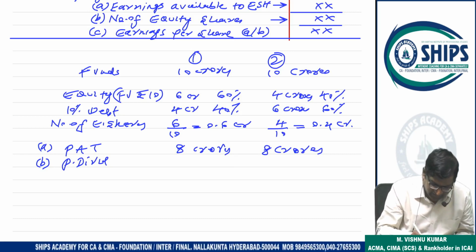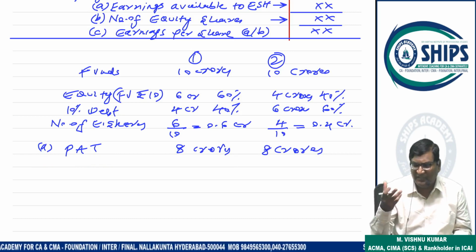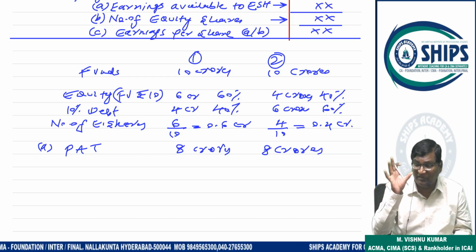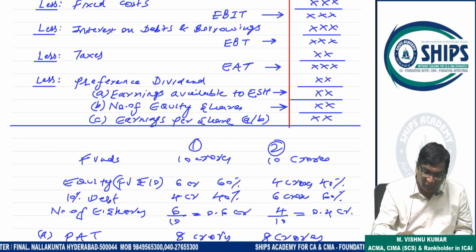I am not giving preference dividend here. If preference dividend given, that will be minus. Because ultimately net earning to equity shareholder, how much we have to calculate. Why net earning to equity shareholder we have to calculate?